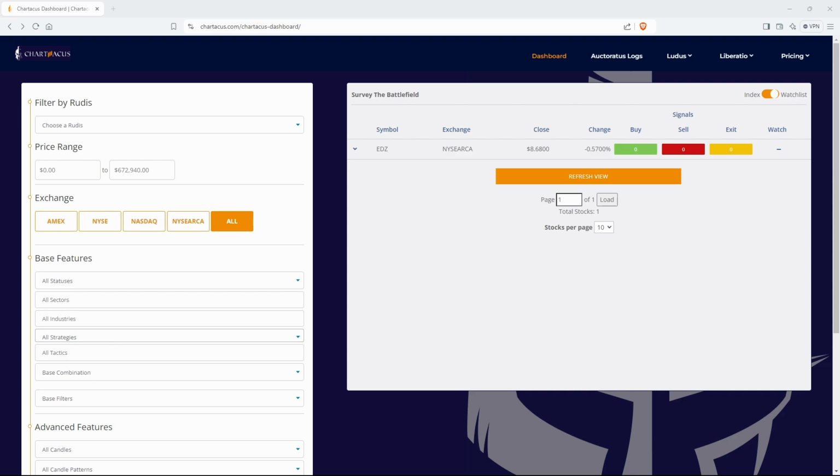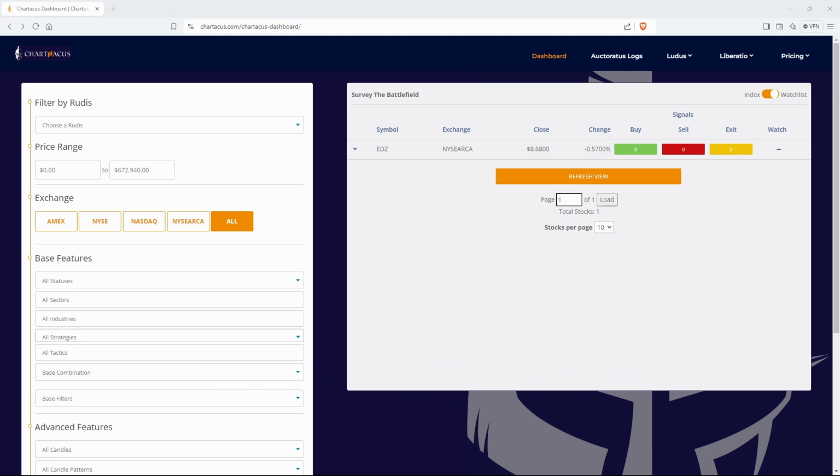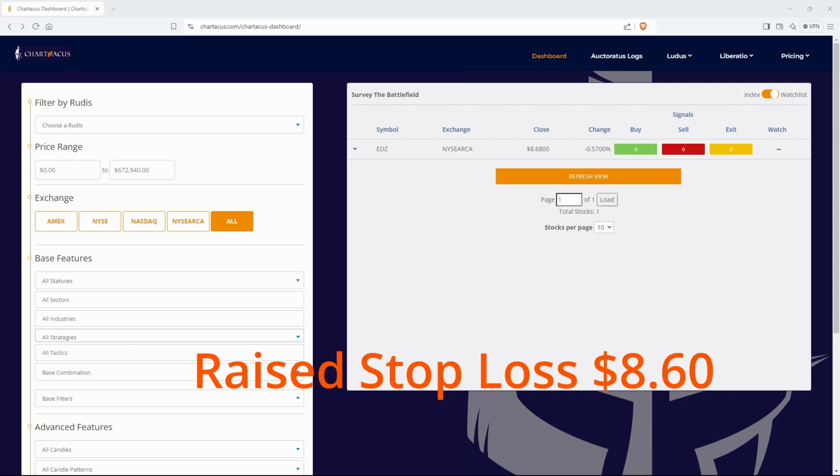On day 2, we went straight to the stock's Chartacus trade tracker on our dashboard to see if any adjustments were made to the limit or the stop. We saw right away that Chartacus detected increased risk in the trade and in turn raised the stop loss price to $8.49. Since we were following along with Chartacus, we did the same thing in our trading account. Here we are at day 3, and we saw in the Chartacus trade tracker that Chartacus detected continued risk in the trade and, following its custom-built algorithm, increased the stop loss further from $8.49 to $8.60. So we did as well.